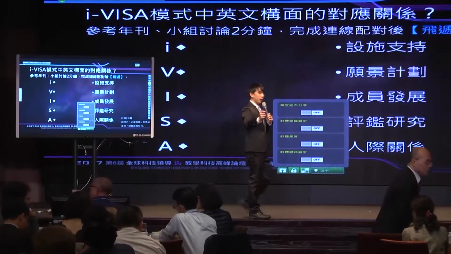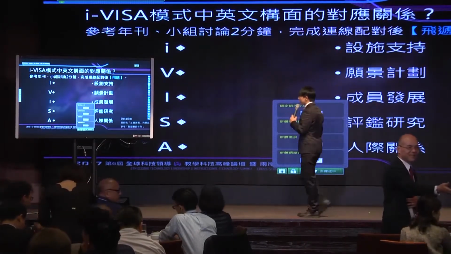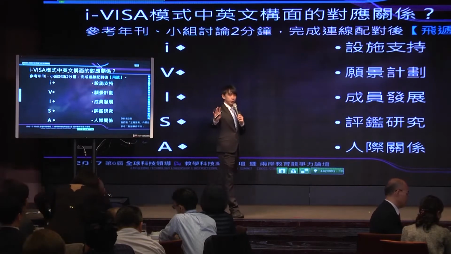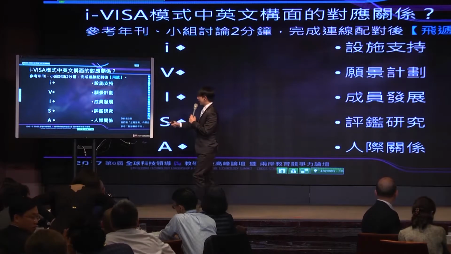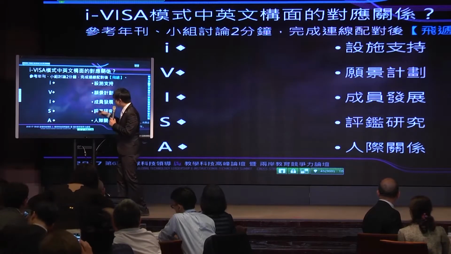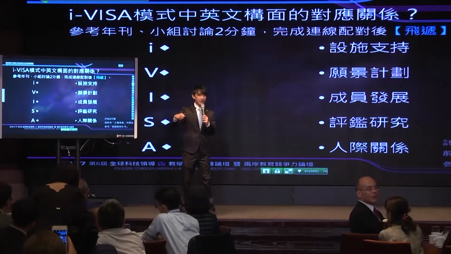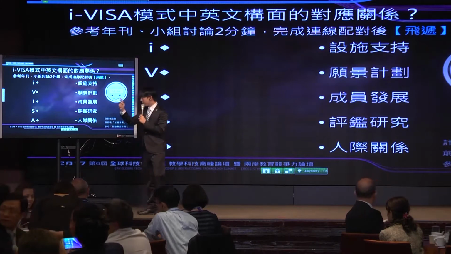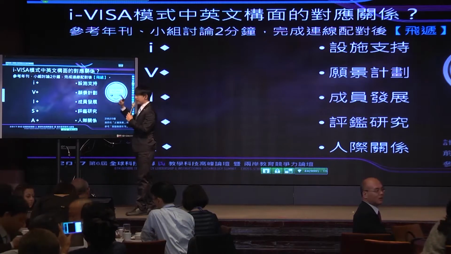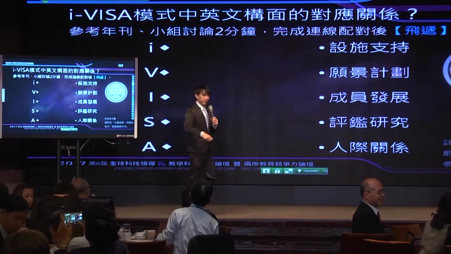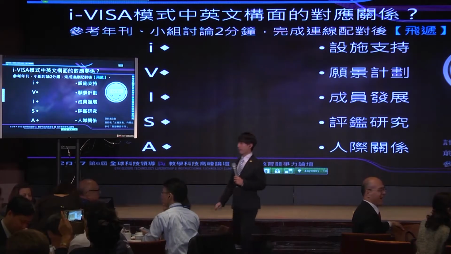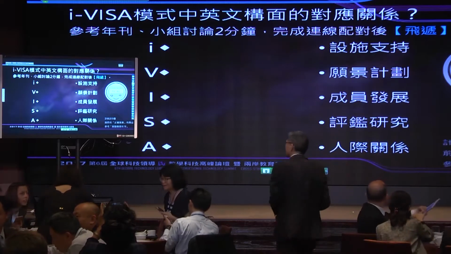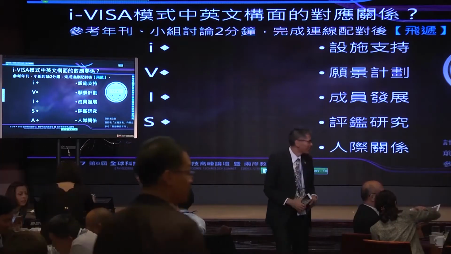Now, I'm pushing this screen to all the tablets. Please check your tablets if you have received this mission. Wonderful. This is a question designed based on Professor Zhang's research. On the left-hand side is iVisa, and on the right-hand side are the five key points corresponding to iVisa. We have two minutes to connect the dots to the correct dots, and the fastest group can win an award. So the first one on the right-hand side is facilitate support. Second, vision planning. Third, development of member, the fourth is research and evaluation, and the fifth one is interpersonal relationships.